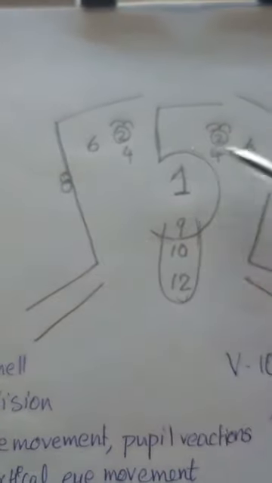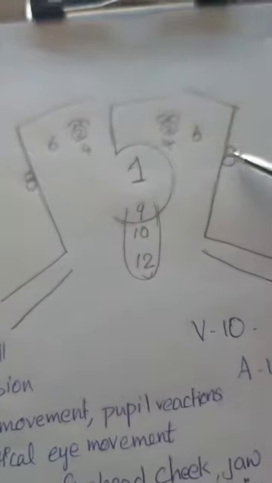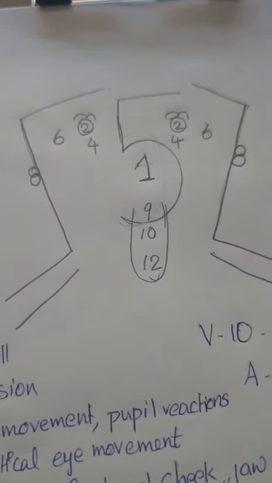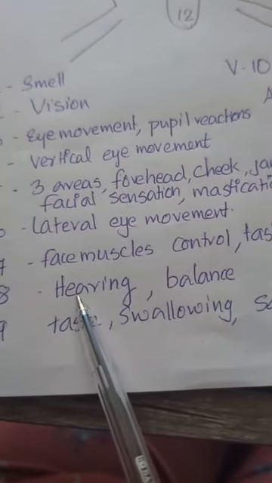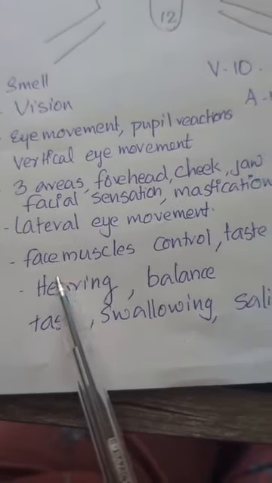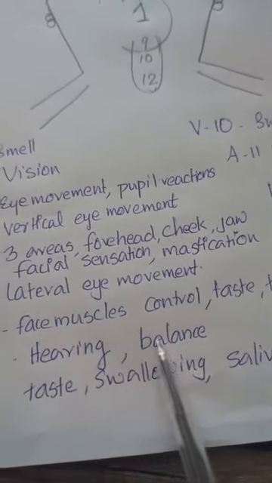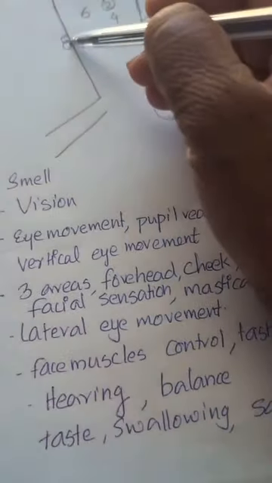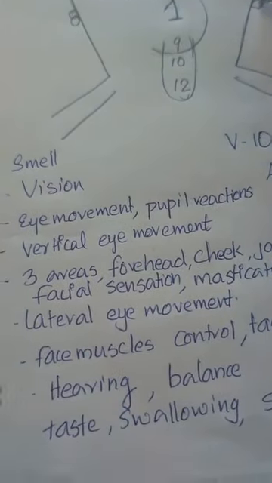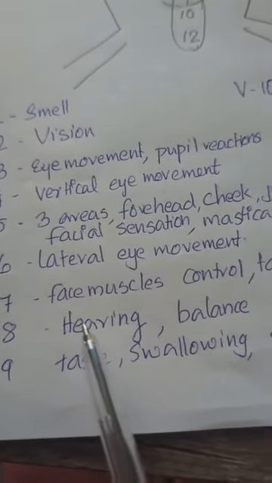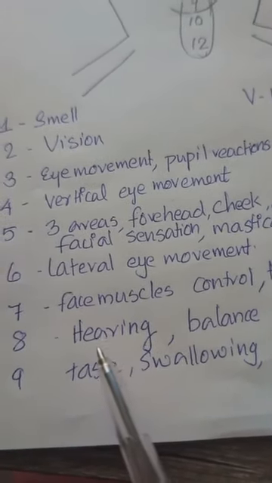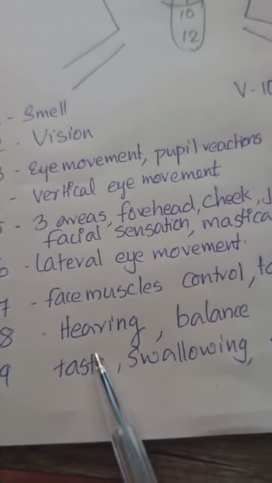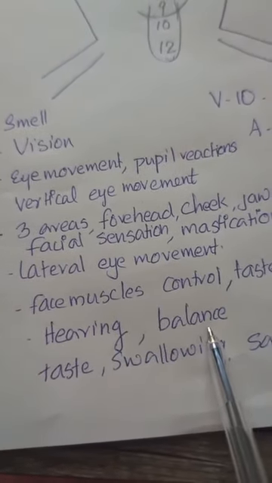And the 8th one, you see towards the ears. The name of the nerve is vestibulocochlear. It is also called acoustic or auditory. And see, the eighth one looks like an ear too. So vestibulocochlear means cochlea, which is inside the ear. Vestibulum is also ear, so it is responsible for hearing and balance.